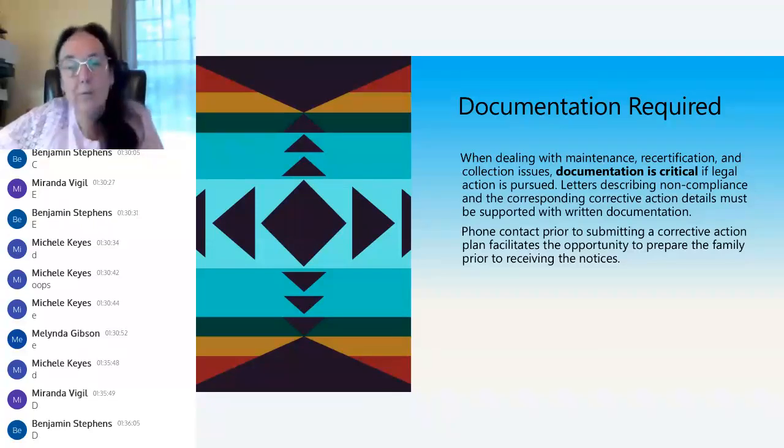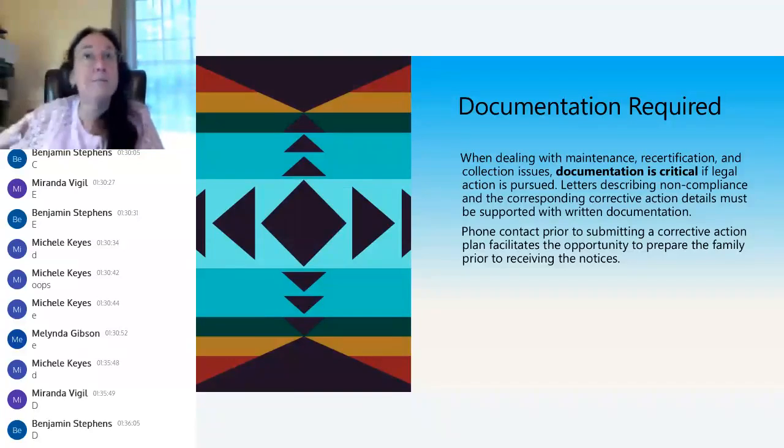When dealing with maintenance, research, collection, documentation is critical if legal action is pursued. Letters describing noncompliance, the corresponding corrective action details has to be supported with written documentation. Phone contact prior to submitting a corrective action plan should also be documented, but it's necessary. It's an opportunity to prepare that family prior to start receiving those notices.